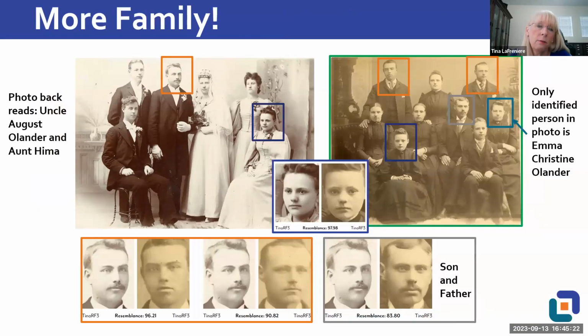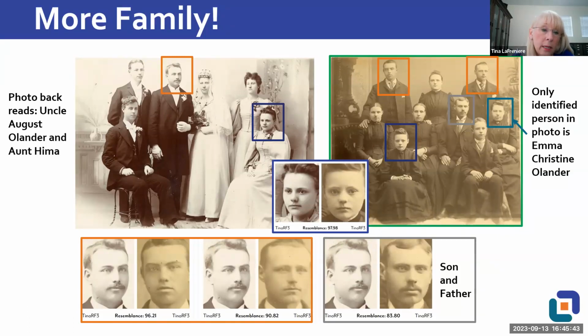Lastly, Steve sent me a photo boxed in green. He said that the only person identified in the photo is the woman boxed in teal, Emma Olander. With comparisons to the Olander wedding photo, Related Faces revealed more people to Steve. The young bridesmaid boxed in blue appears to be August Olander's sister.